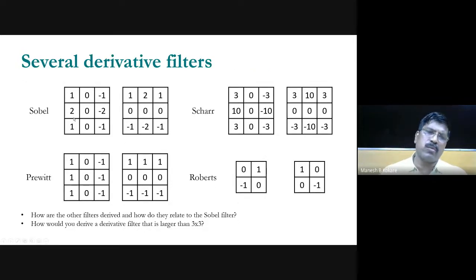So we have seen the Roberts operator, Sobel operator, Prewitt operator. There is also one Scharr operator.